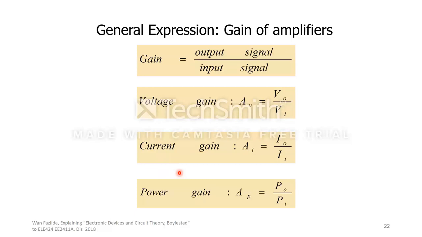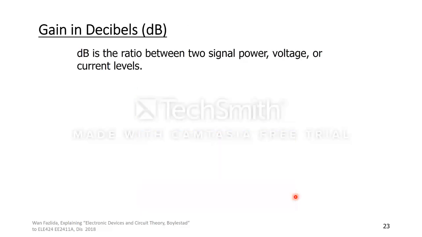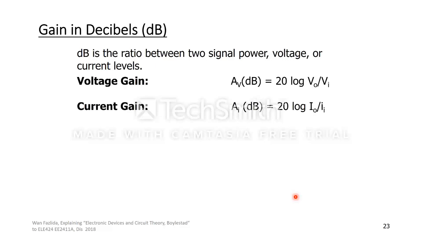Before you're introduced to decibels, usually we handle linear values, which means that if you're finding gain, any gain is just output over input signal. So if it's voltage gain, it's Vout over Vin. If it's current gain, it's Iout over Iin. If it's power gain, it's Pout over Pin. But if it's in decibels, it's a ratio between two signal power, voltage or current levels.